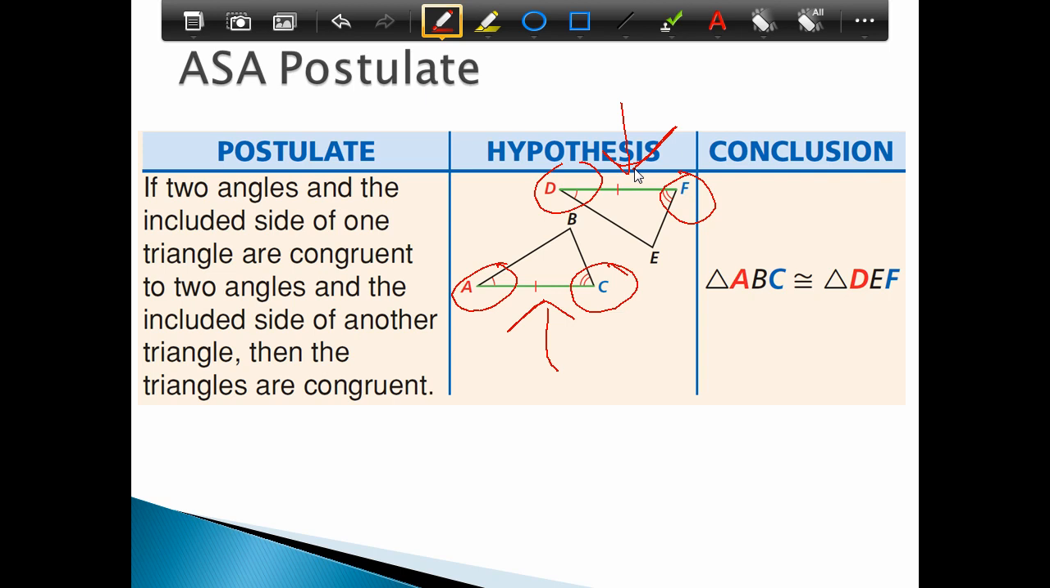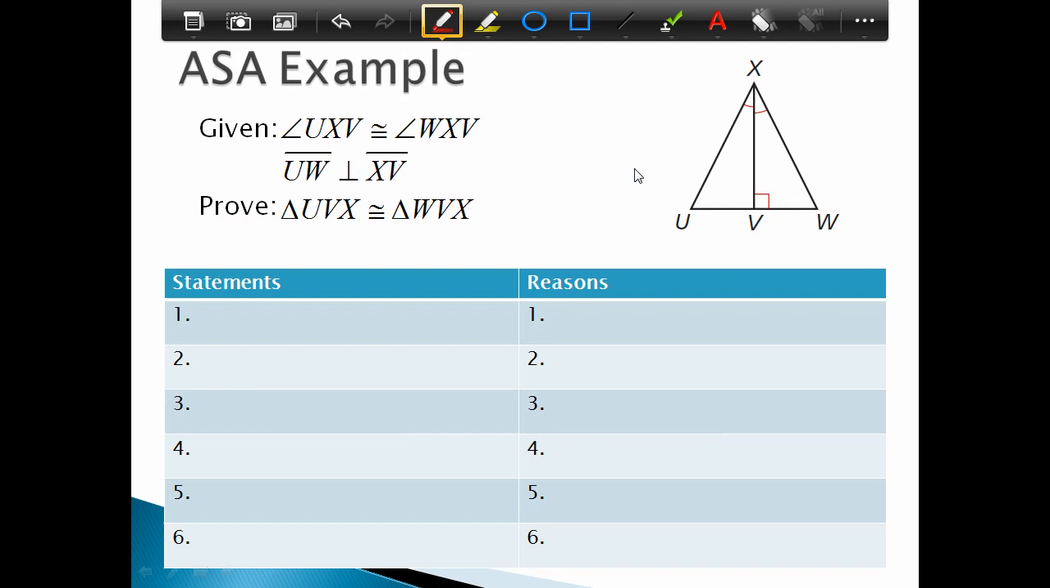Let's do an example of this. Another one of these wonderful proofs. We're going to continue doing these for quite a while now. Let's go ahead and get started on this one. We're going to be trying to prove that triangle UVX is congruent to triangle WVX. It's right there. It's the proof statement. That's the most important piece of this. To do that, we have 2 given statements. We have the top one, which is that angle UXV is congruent to angle WXV.